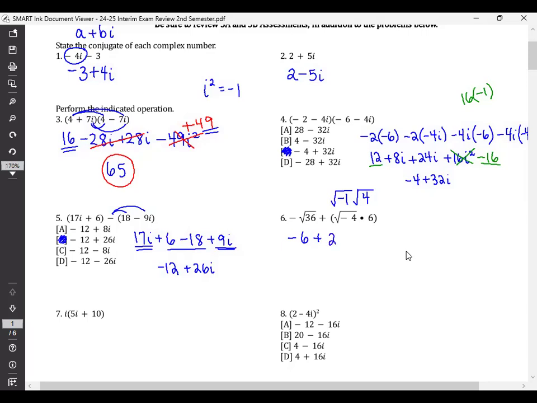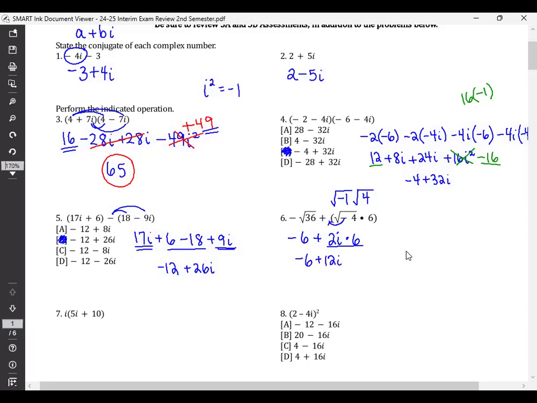And again, the square root of -1, or a lot of times we just say, if it's a negative, the negative comes out as an i. And then we had times 6. We'll keep working from there. I bring down my -6. And then 2i times 6 would be 12i.